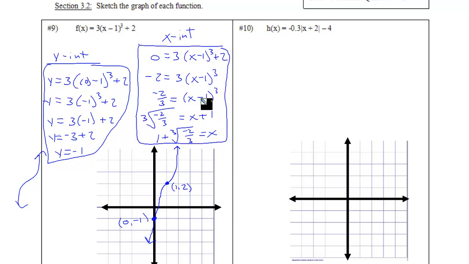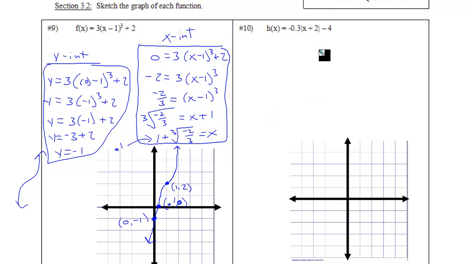If I then put that into a calculator and want to get an approximation, which I prefer the non-rounded answer, but this is approximately 0.1. So my x-intercept is approximately 0.1. That's it. Graphing it was real simple. Finding the x and y-intercepts took some work, or took some pushes of your calculator. Number 10.